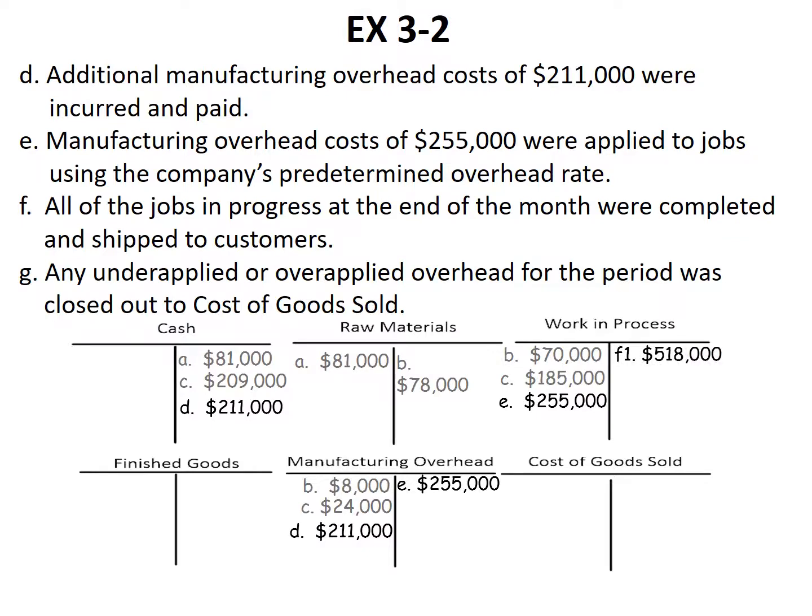So the entry would be a credit to work in process for $518,000, which represents the value of the work in process account if we total the debits up. We credit work in process for $518,000, and we debit the value of our completed production into finished goods of $518,000. Now, F also says the products were shipped to customers. So I have to remove all of the products out of finished goods and move them into cost of goods sold.